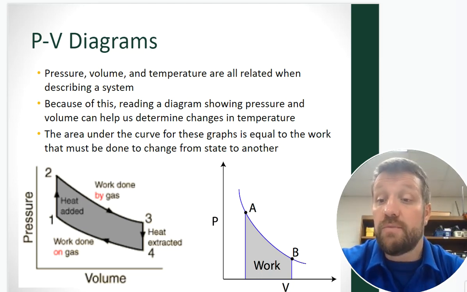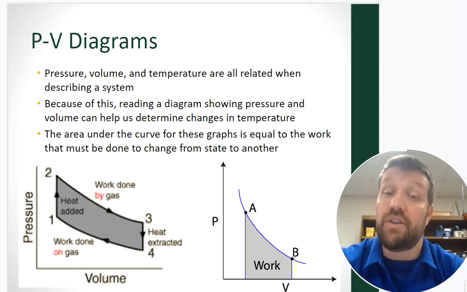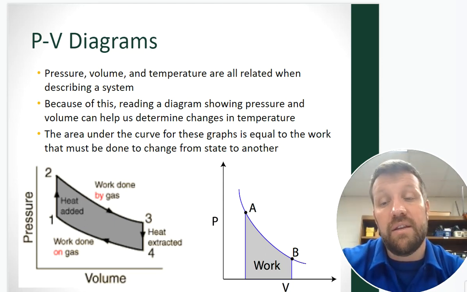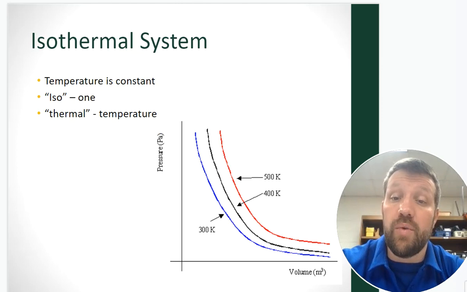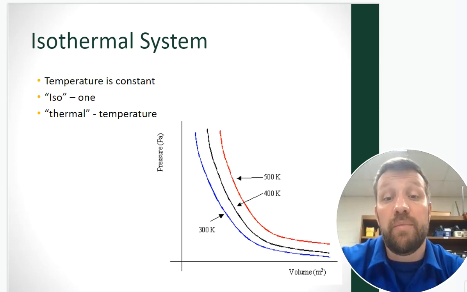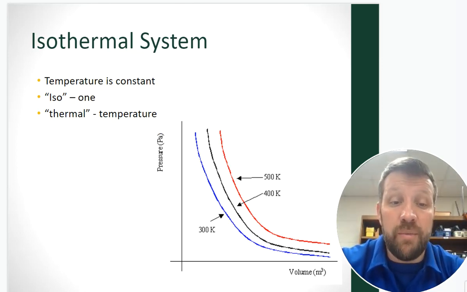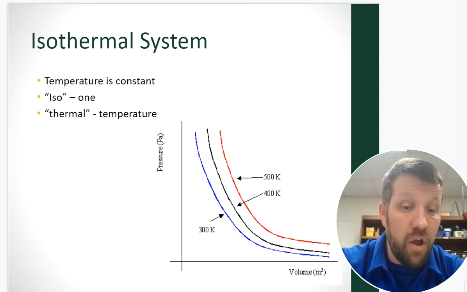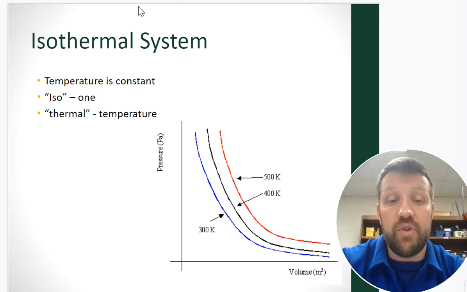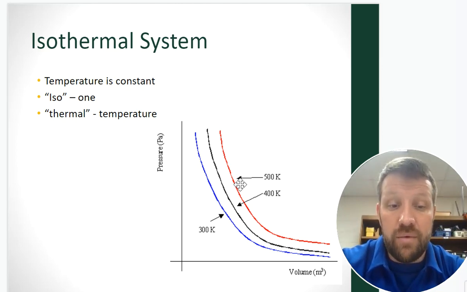There are some specific systems that we need to look at and understand the names for and why they are the way they are here. And then we'll get some more practice with this later on in the class as well. So isothermal systems. Iso being one, so constant, staying the same, thermal being temperature. So if we have an isothermal system, what that means is everything along that red line is at 500 Kelvin. And so if the pressure goes down, then the volume goes up. And that's all this is saying.